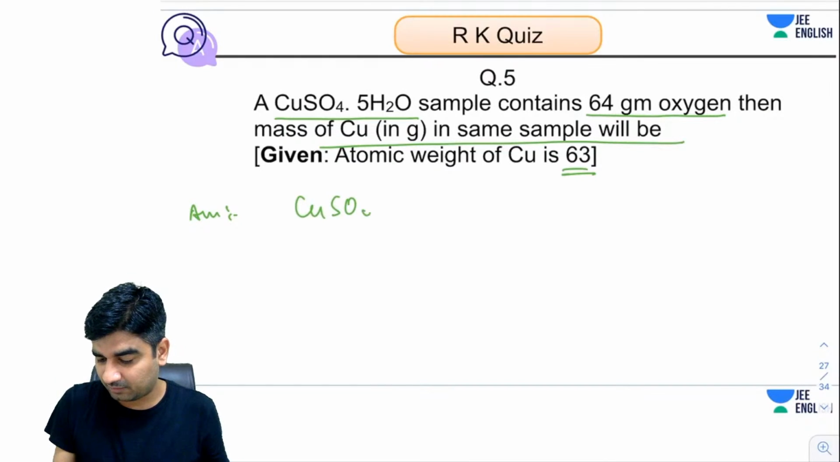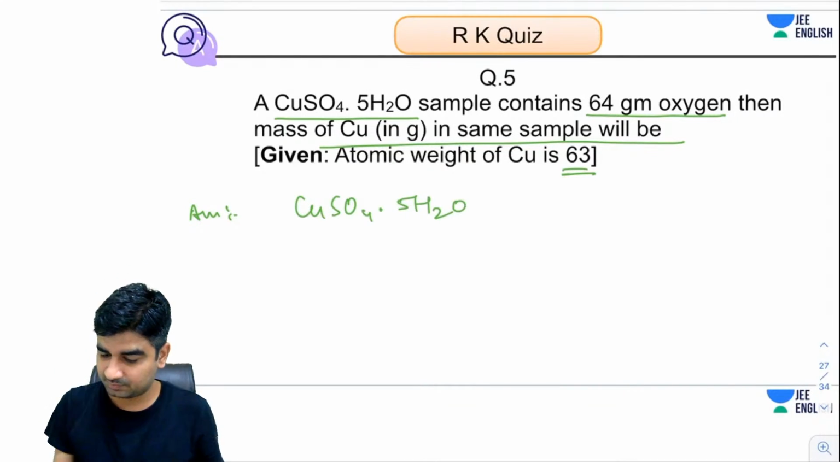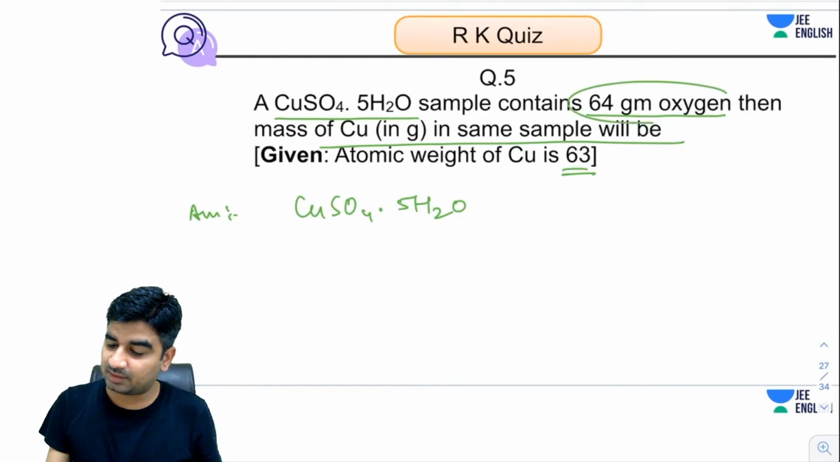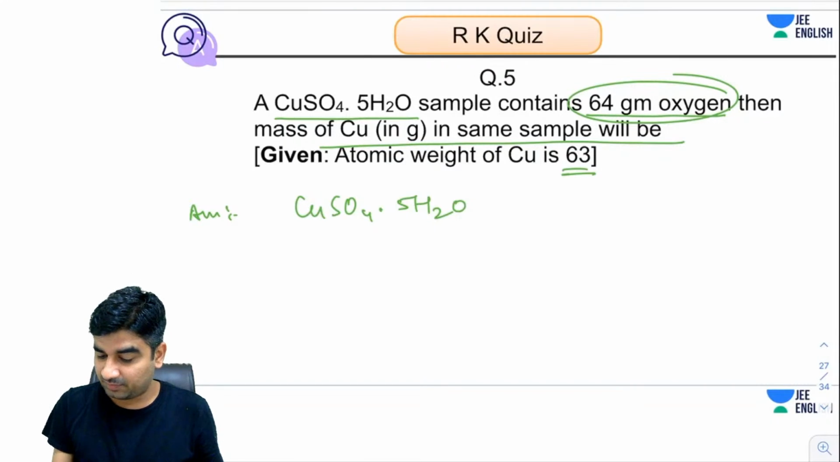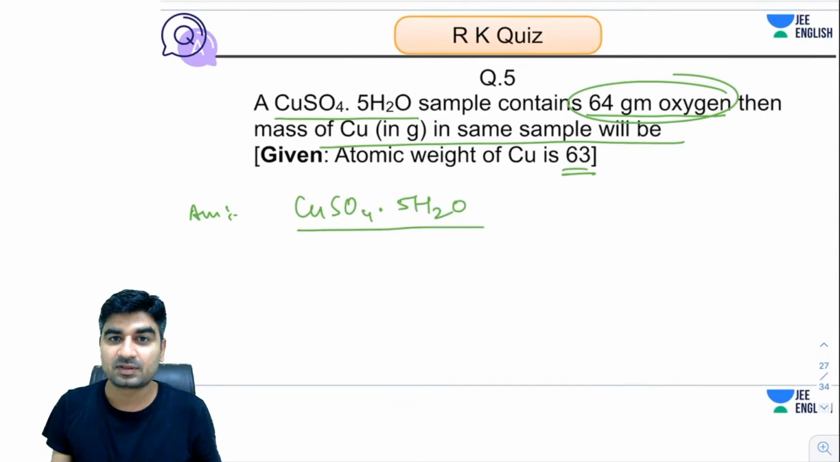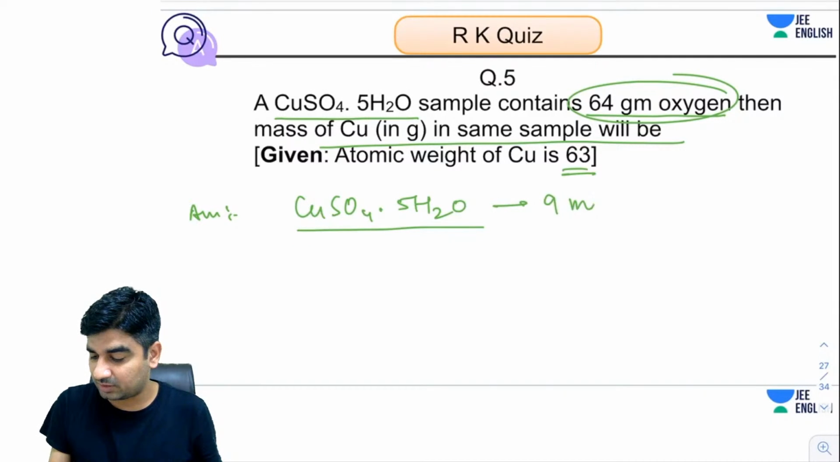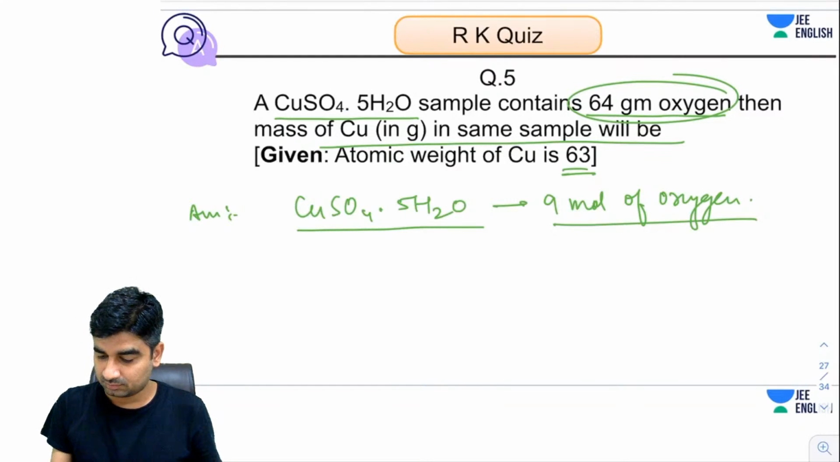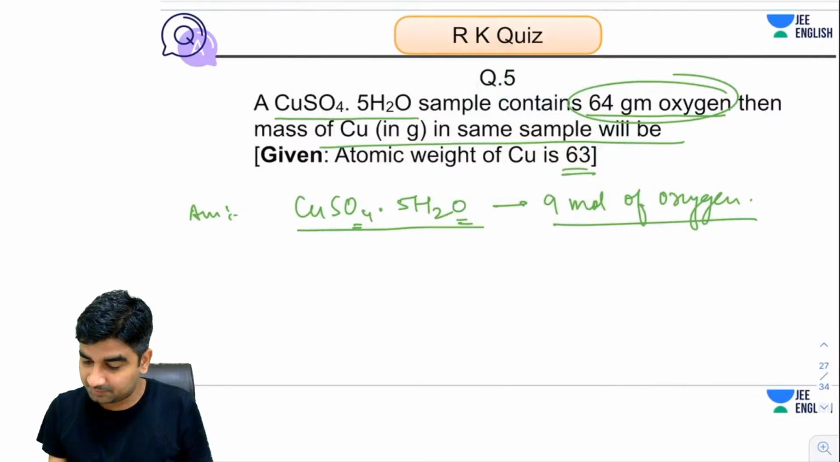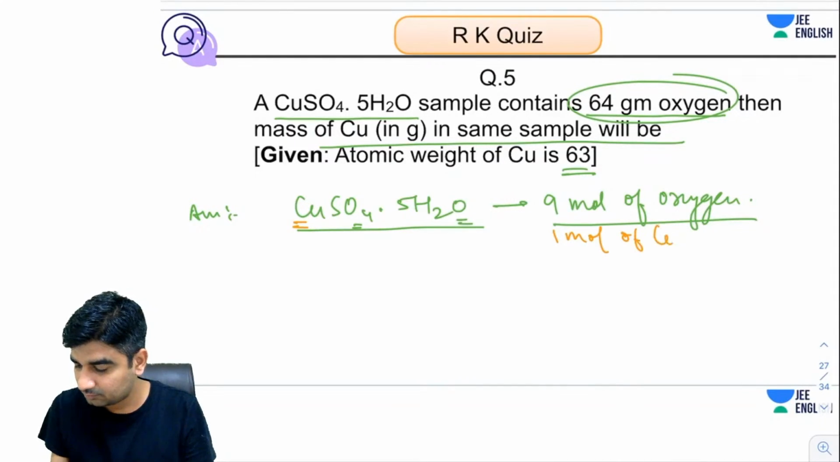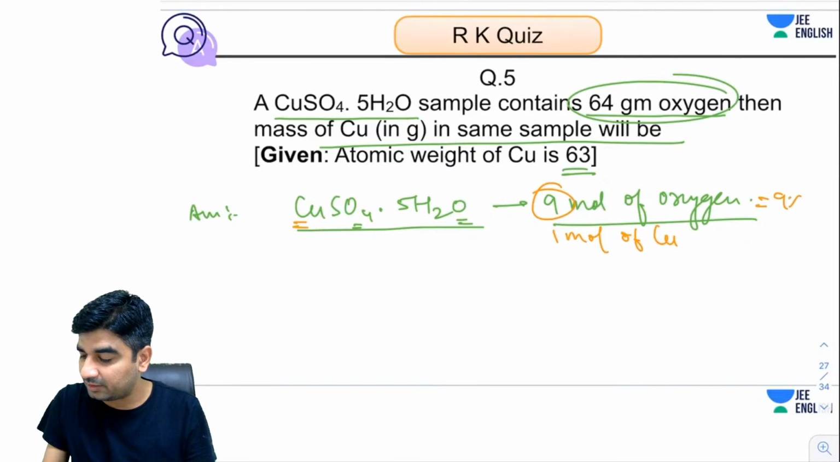It says copper sulfate dot 5H2O, and this sample contains 64 gram oxygen. Now if I take 1 mole of this, 1 mole of it contains 9 mole of oxygen, 5 and 4. Now if 9 mole of oxygen are there, then 1 mole of copper is there, and 9 mole means 9 into 16 gram.